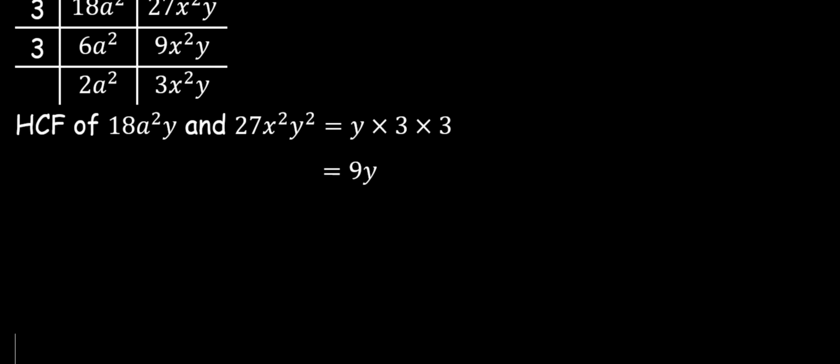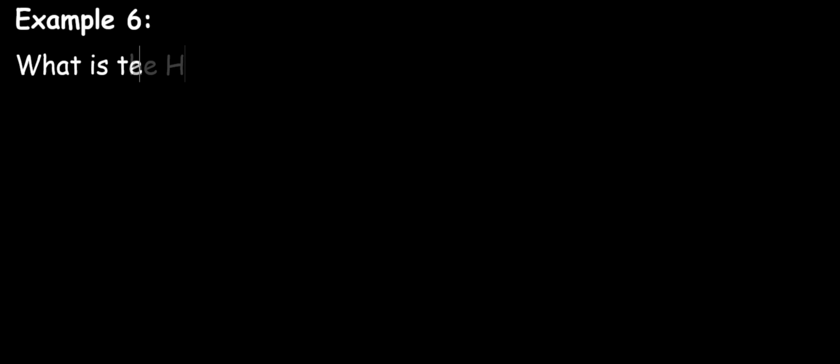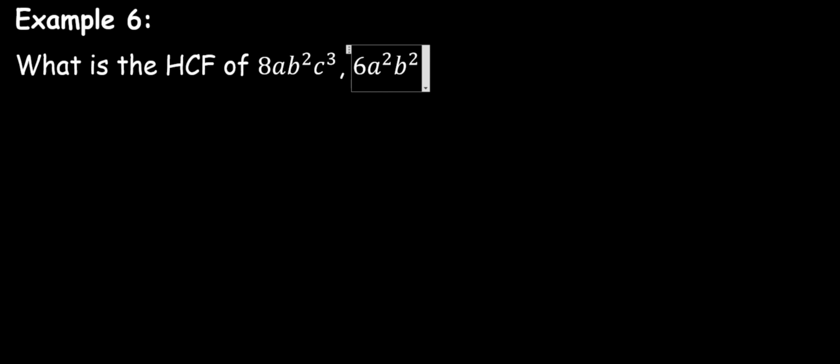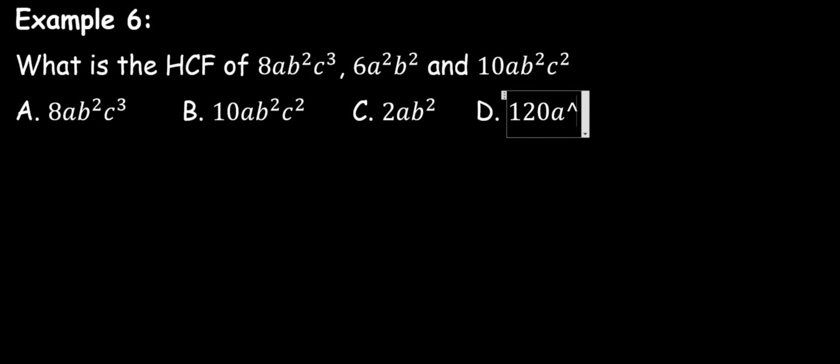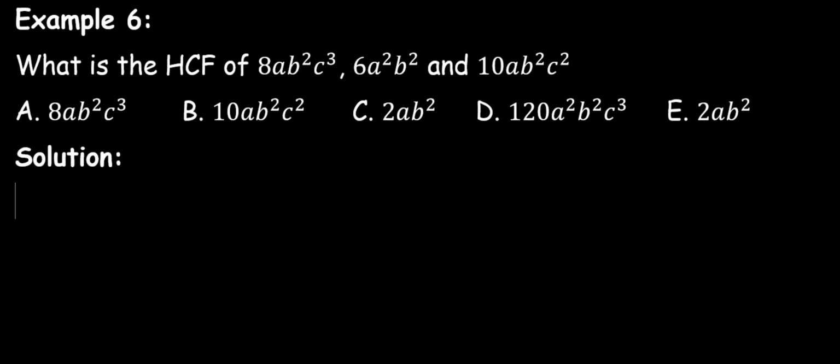Another example. What is the HCF of 8AB squared C cubed, 6A squared B squared, and 10AB squared C squared? The options are given. A, 8AB squared C cubed. B, 10AB squared C squared. C, 2AB squared. D, 120A squared B squared C cubed. E, 2AB squared. Solution. Let's rule out our table.